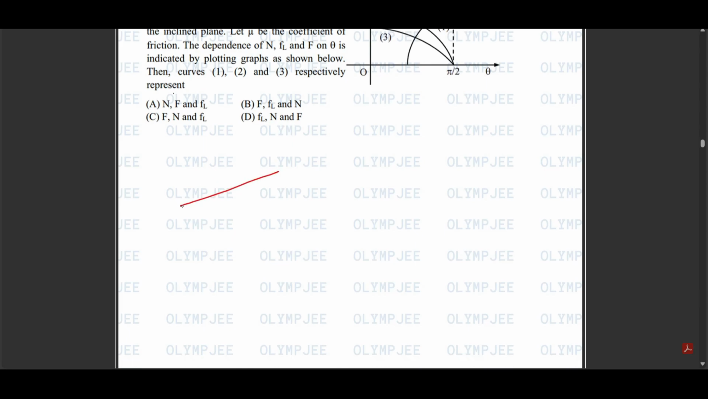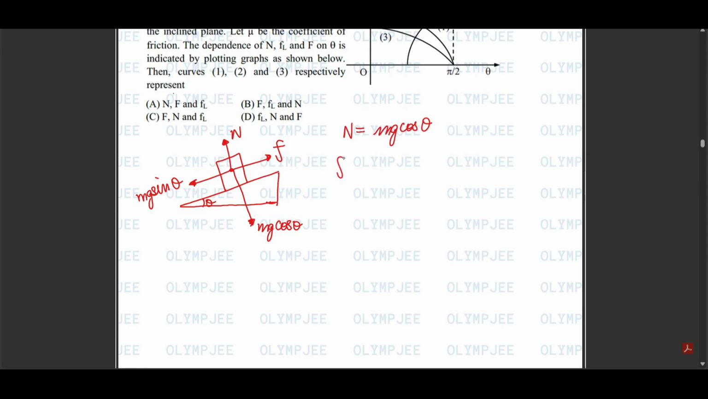So imagine that this is theta, and we are continuously increasing it. When theta is small, the normal will vary with theta as mg cos theta, and the friction will be equal to mg sin theta till the time mg sin theta is less than the limiting friction, right?